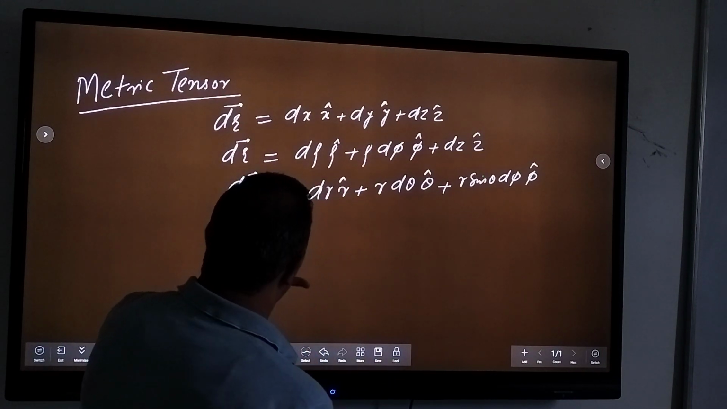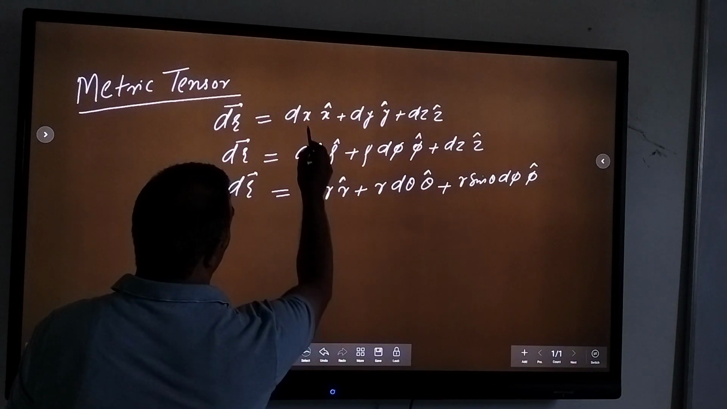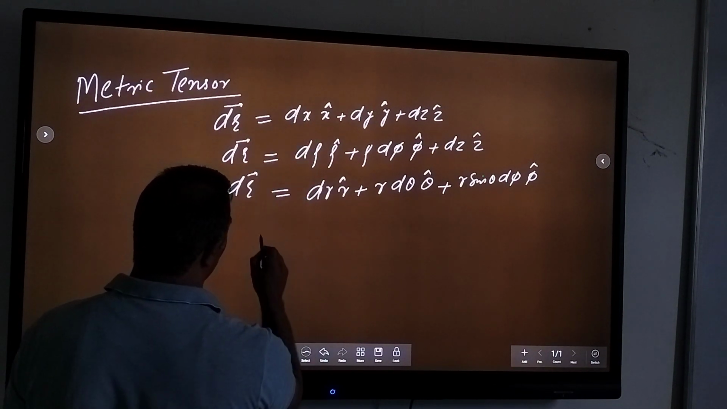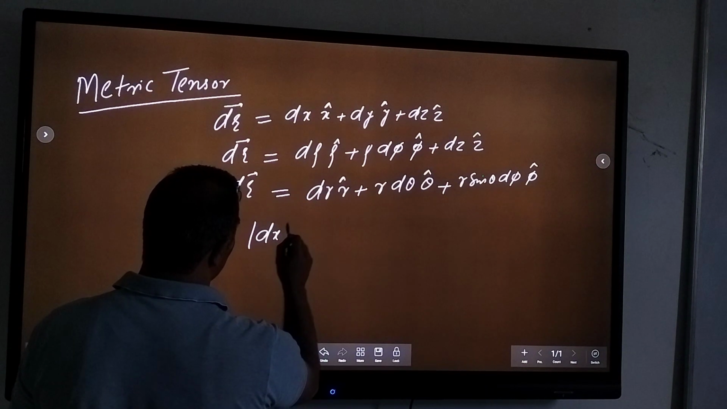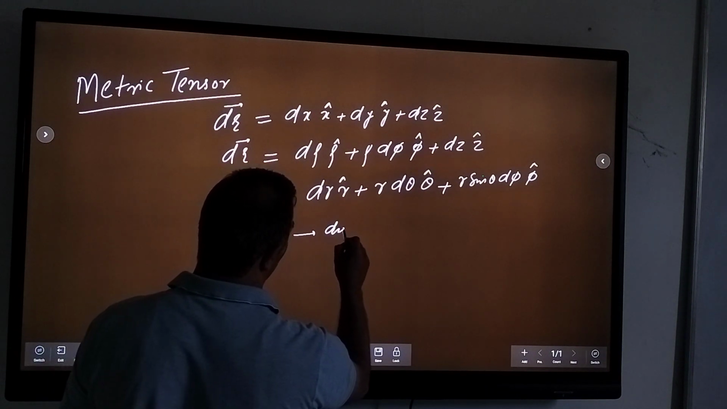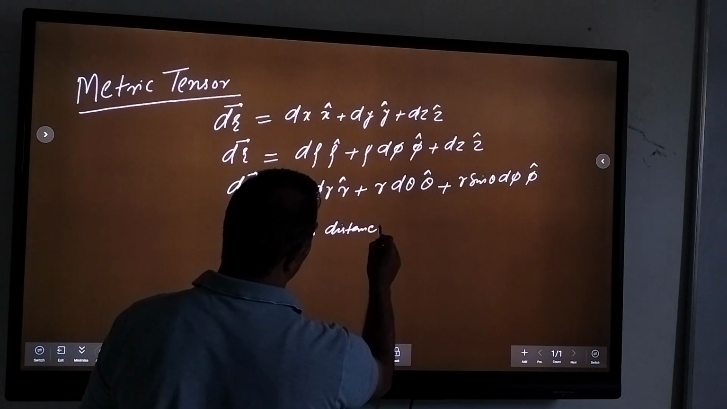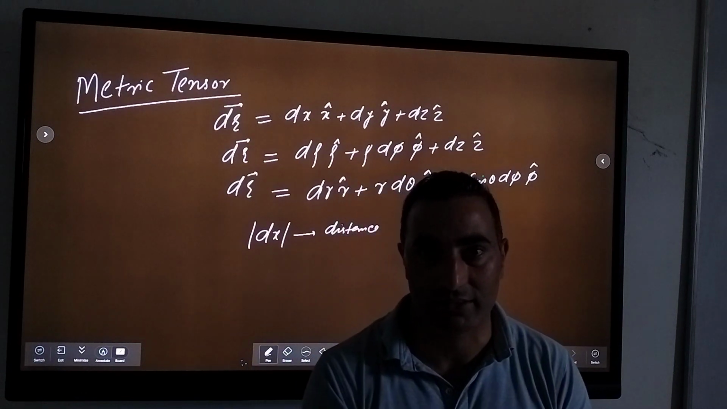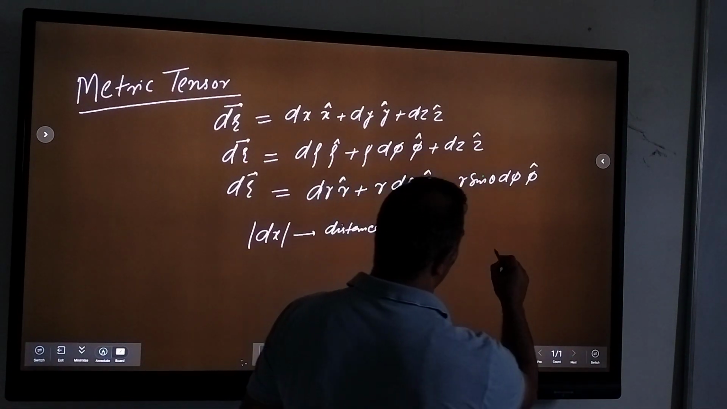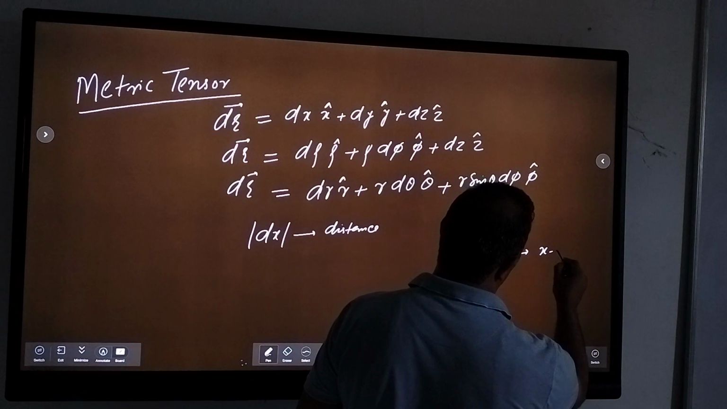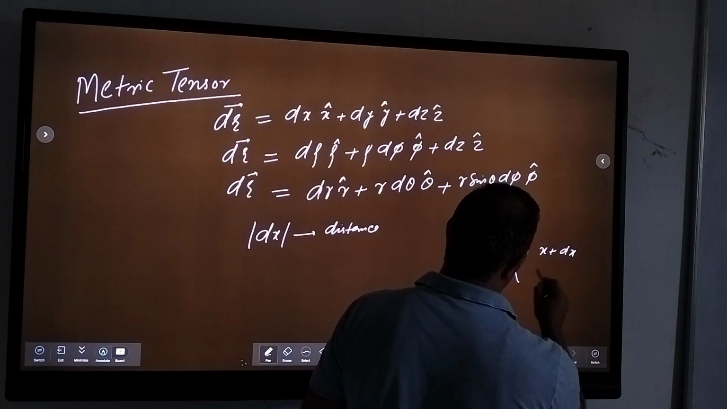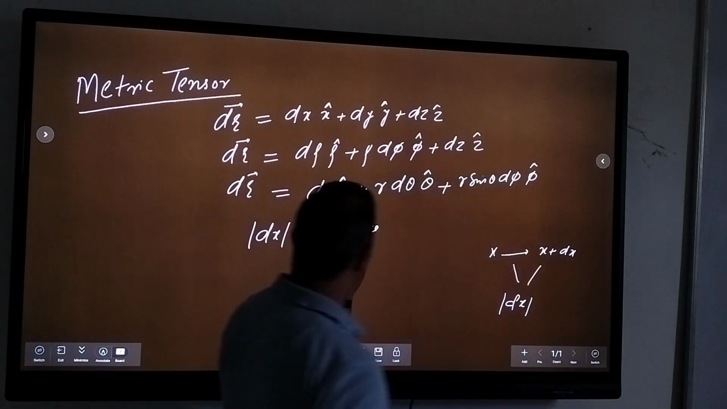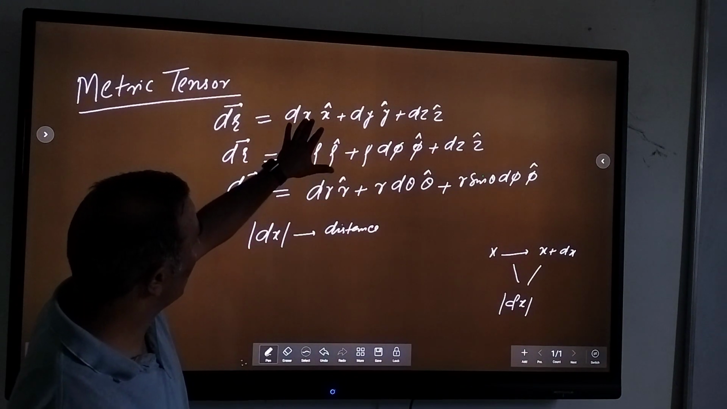If I write here dx, if you make a coordinate displacement here, dr equals dx, because this is simply the distance between the two points. If you are shifting from some x to x plus dx, that shift is our dx. So this is simply the distance.